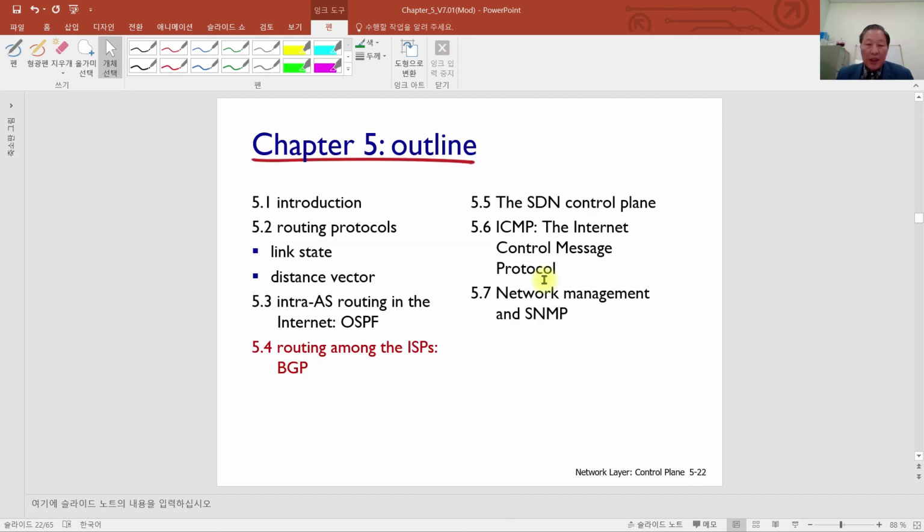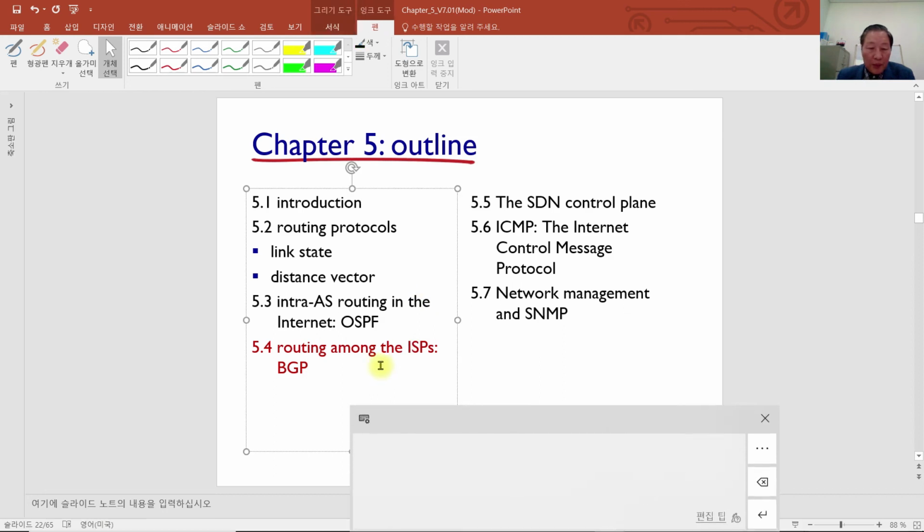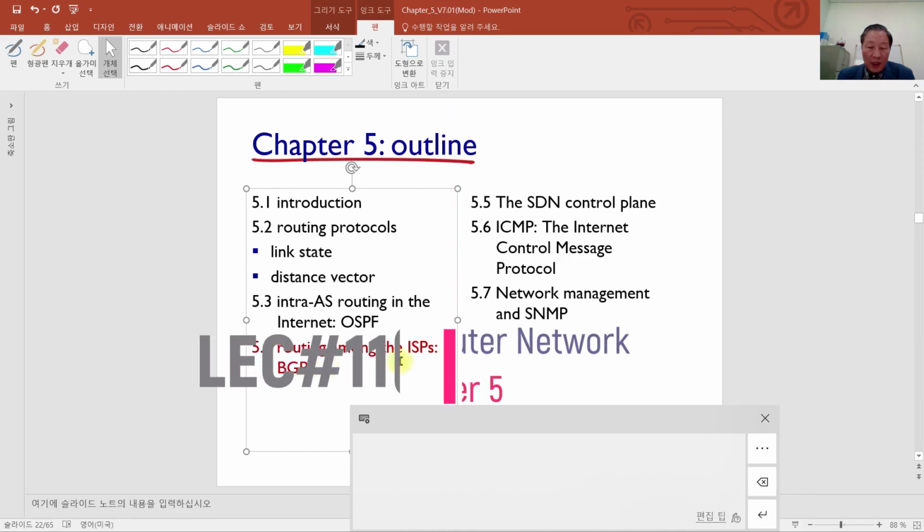Okay, this is a good point to wrap up, and we'll continue this discussion in the next chapter about BGP, the routing protocol among internet service providers.